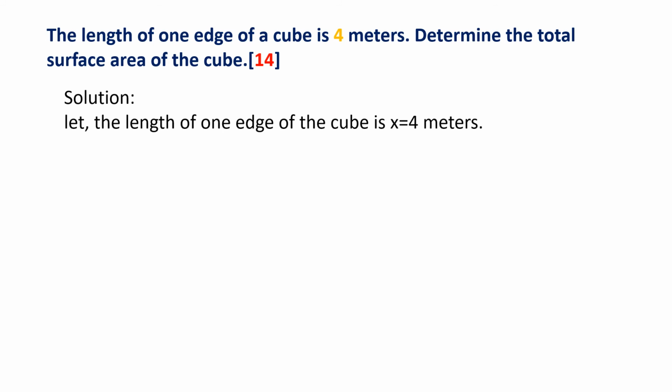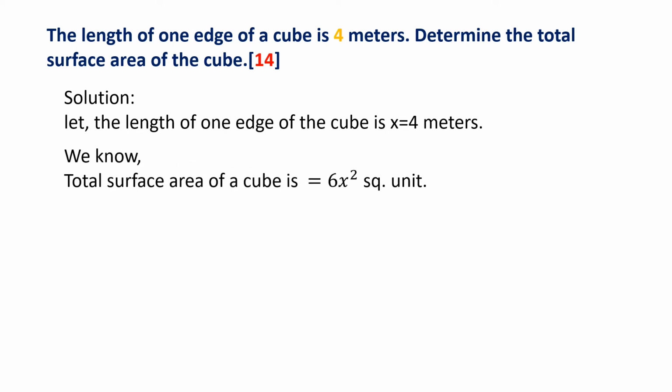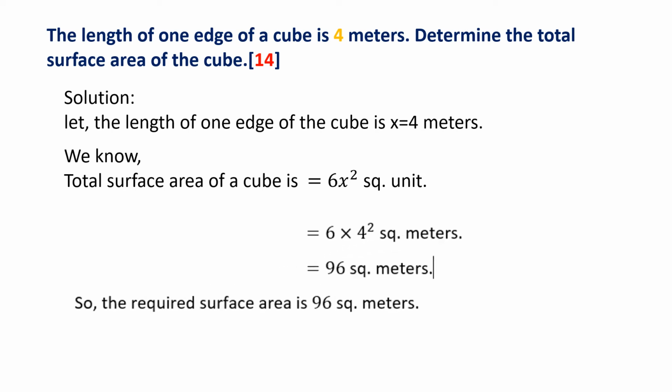So here, given the length of one edge of a cube, x equals 4 meters, and you all know from the previous slide how to calculate the surface area of a cube: 6x square. Just put the value of x equals 4 there, then it is 96 square meters. So the required surface area is 96 square meters. That's nice.